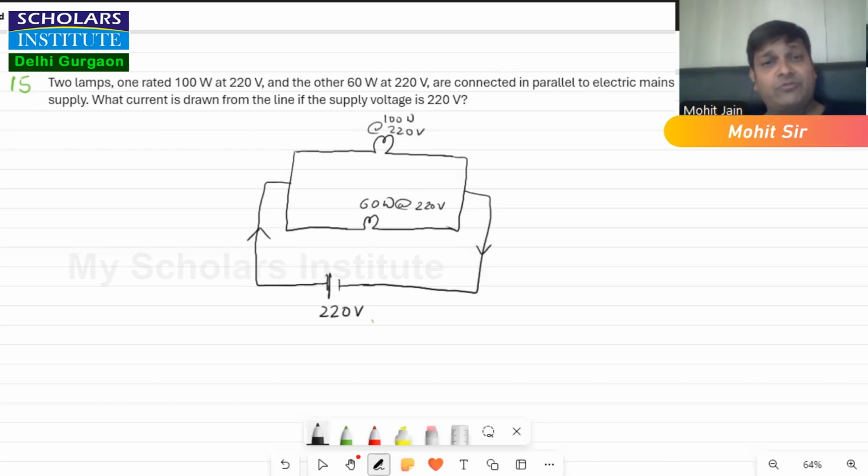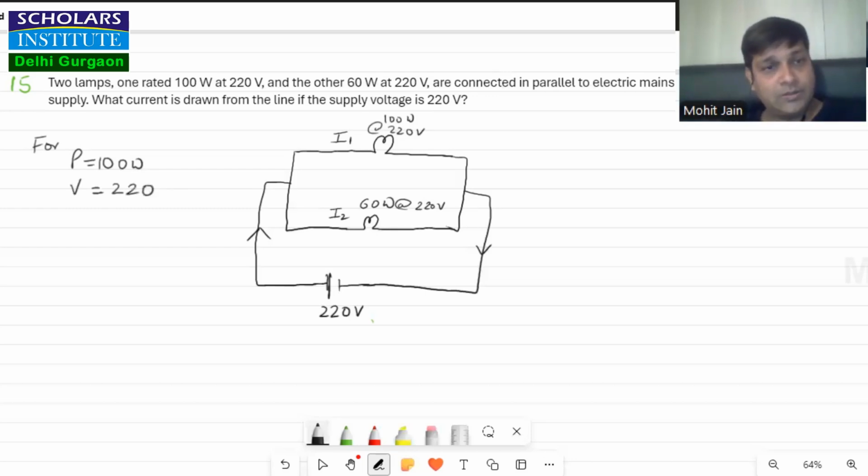Okay, so for this question, we will have to find their resistances, or we can also find straight away the current drawn by each of them and we can add them. Let us call the current drawn by the 100 watt bulb I1, and by the 60 watt bulb I2. So for 100 watt, power is 100 watt, voltage is 220 volt, and current we have to find I1. Because I1 plus I2 will be equal to I, which is the current drawn from the supply line.